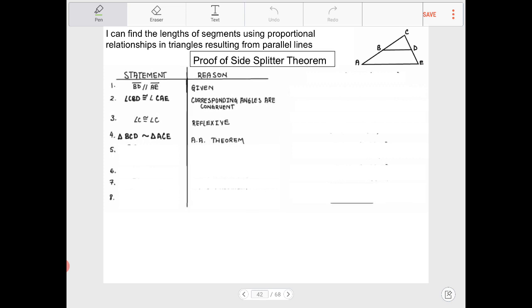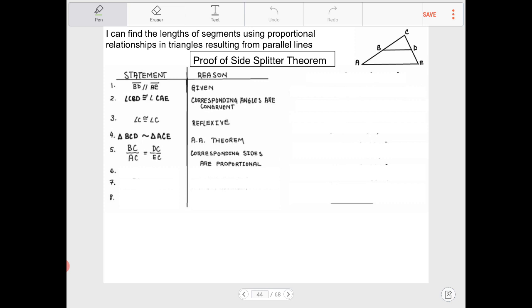Now that I have those two triangles established as being similar, I can then set up the proportion. I can say BC, which is a leg of the smaller triangle, is going to be proportional to the same corresponding leg of the larger triangle, AC, and that proportion is going to hold true for DC over EC. That seems fair, right? Because we understand this to be true because corresponding sides are proportional, right? Corresponding parts of similar triangles are going to be proportional. Okay, so we understand that this proportion holds true.